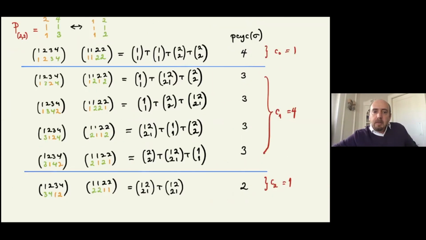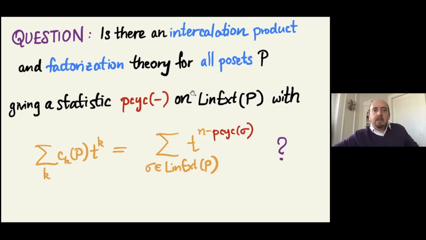So let me just come back to what I think is one of the most interesting questions coming out of our paper. Is there some theory of intercalation product and a factorization theory for all posets, not just disjoint unions of chains, that would give us a statistic like Foata's number of prime cycles on the linear extensions and reinterpret the Whitney numbers? We've thought about it a bit. We didn't quite see how to do it, but I would really love to see it. And I think it would be a beautiful thing if it existed.